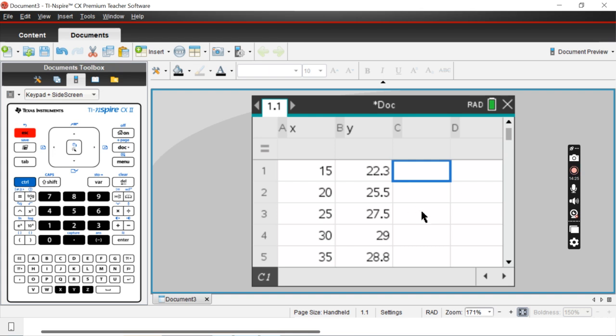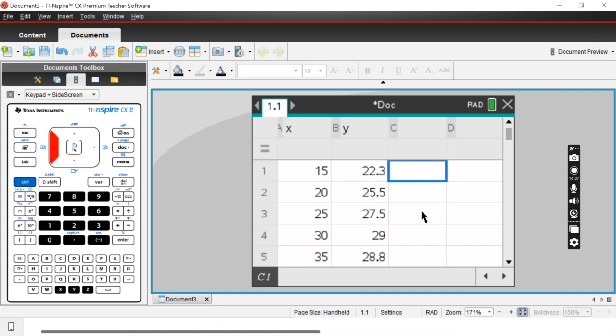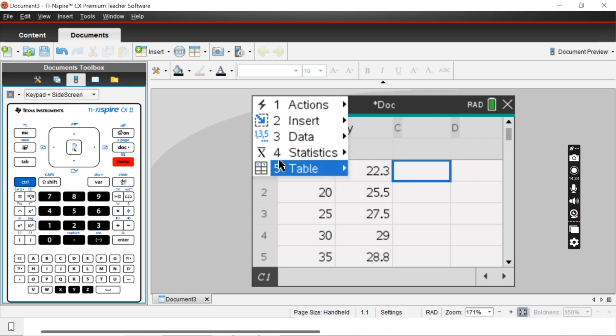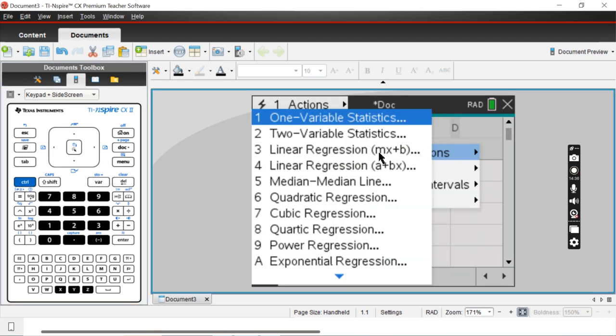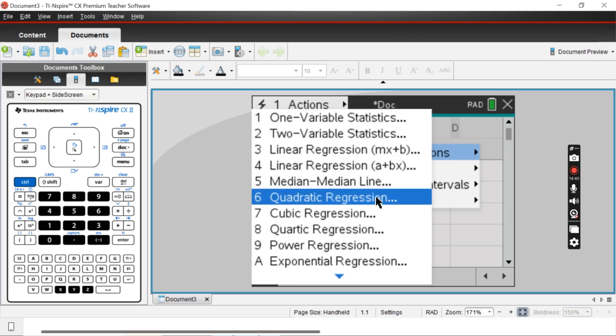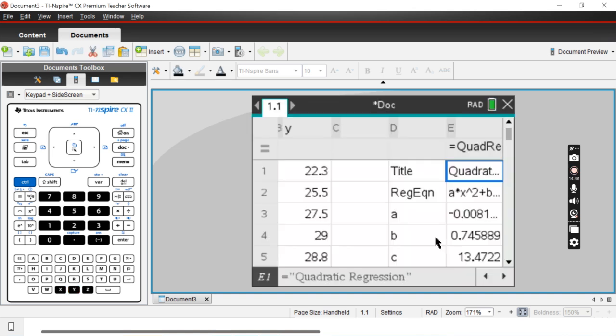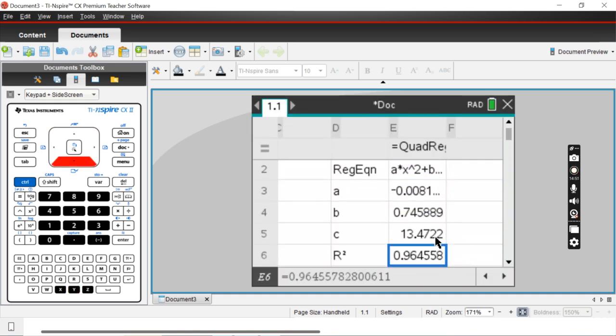So now that you got that, make sure you're on this column next to your A and B or X and Y columns. You want to be on the C column. You want to click Menu, 4, and then 1. We're trying to find some statistical information. Since we're always talking about quadratics, we're going to do quadratic regression. We put the names of our columns, which is X and Y in this case, and we click OK. So we'll see here that we're given a bunch of information.